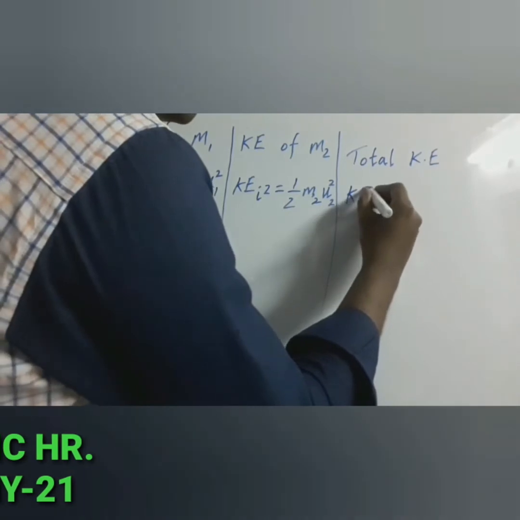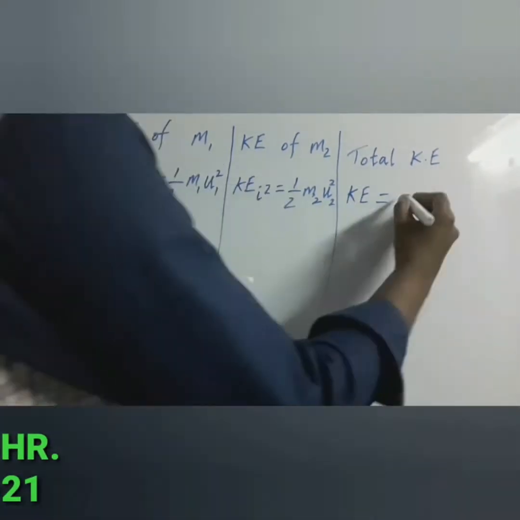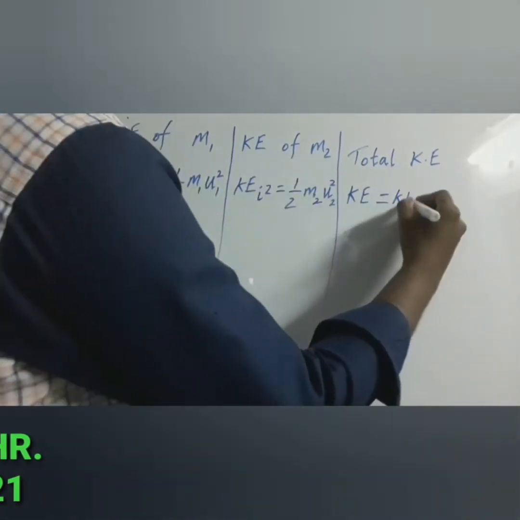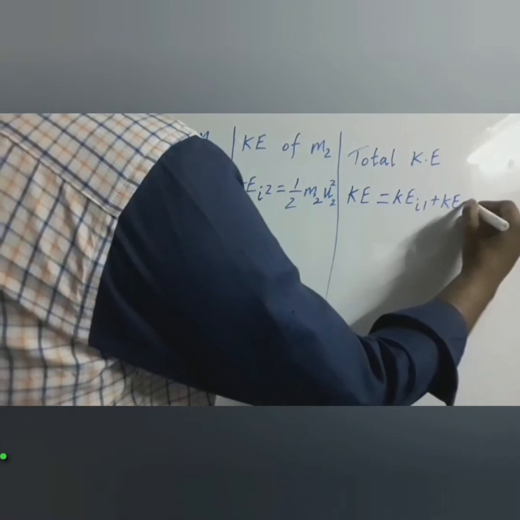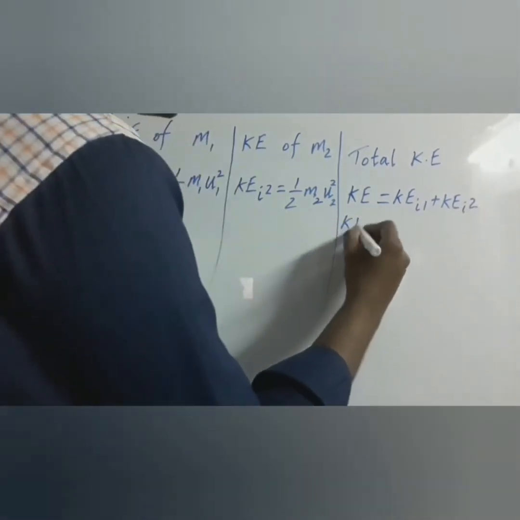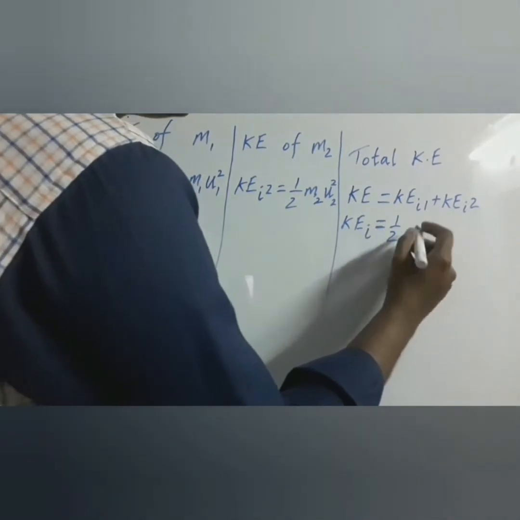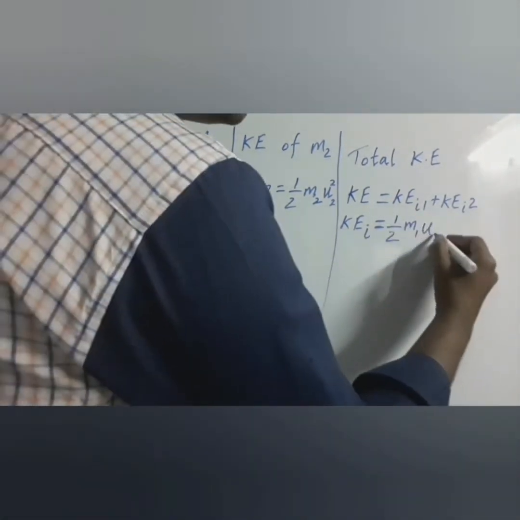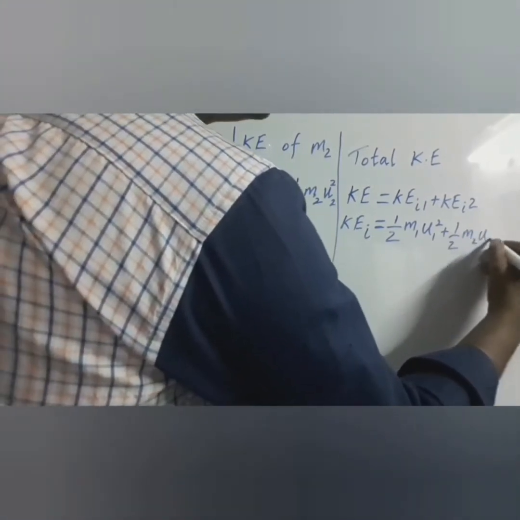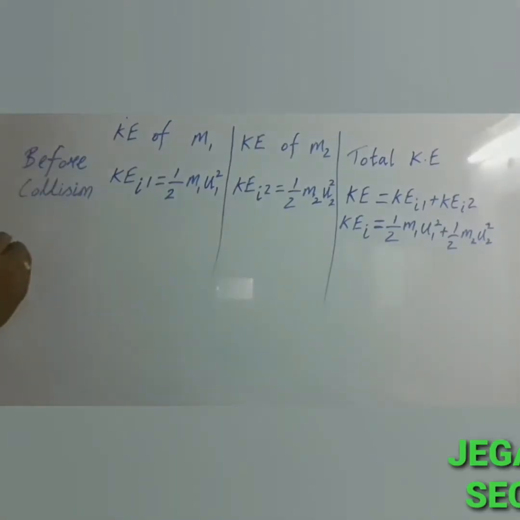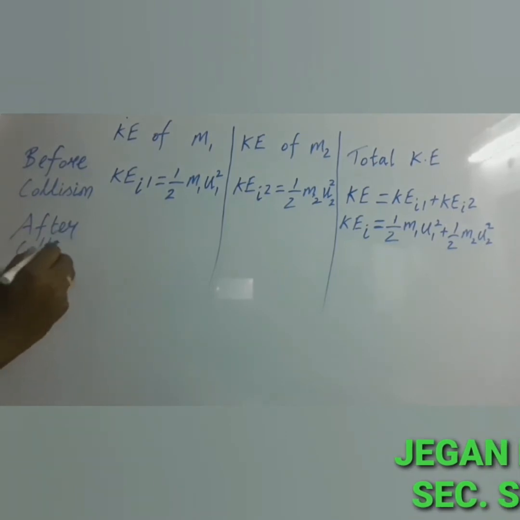Then we can find the total energy before collision. The total kinetic energy is equal to the summation of the two kinetic energies, KE1 plus KE2. Substitute the values. Total kinetic energy before collision KEI is equal to half m1 u1 square plus half m2 u2 square. Now we can find the expression for the total kinetic energy after the collision.